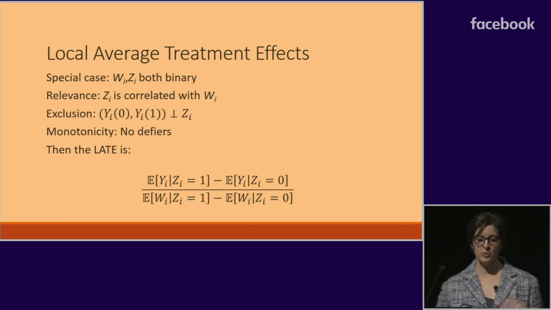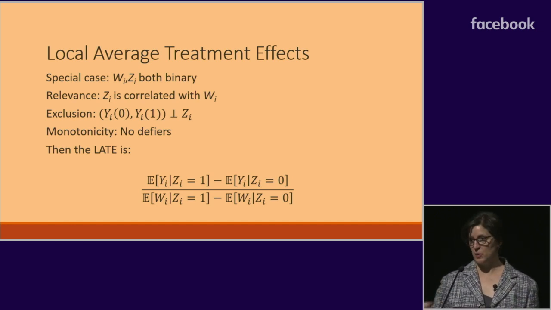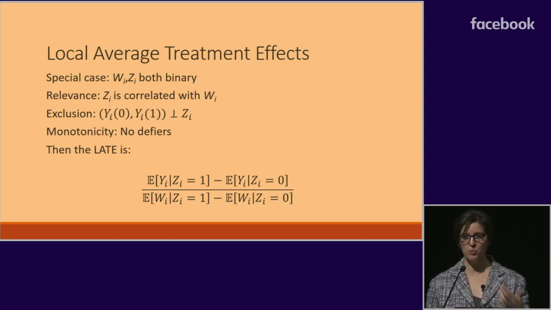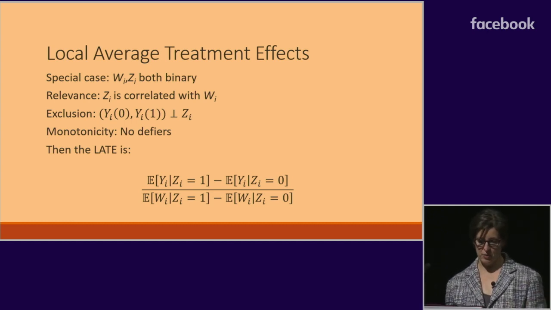Relevance means that the instrument has to be correlated with the treatment. Exclusion means that the instrument has to be random with respect to your potential outcomes. So it's not related to your treatment effect. And then something called monotonicity, which I'll skip over.